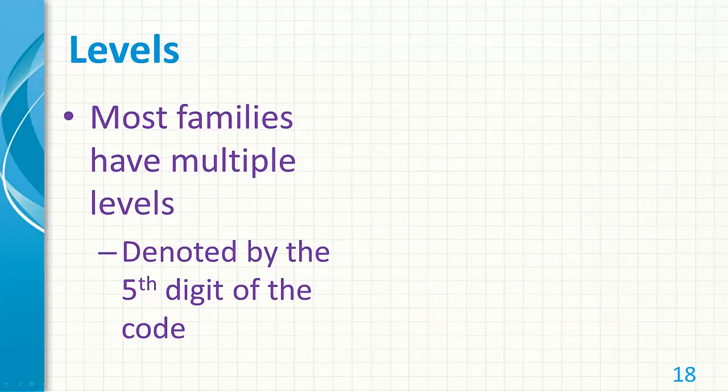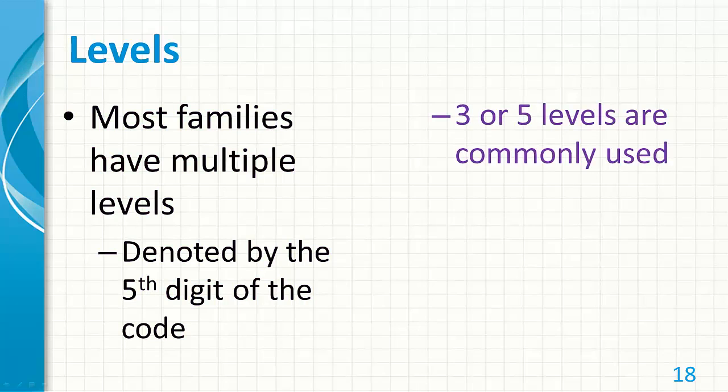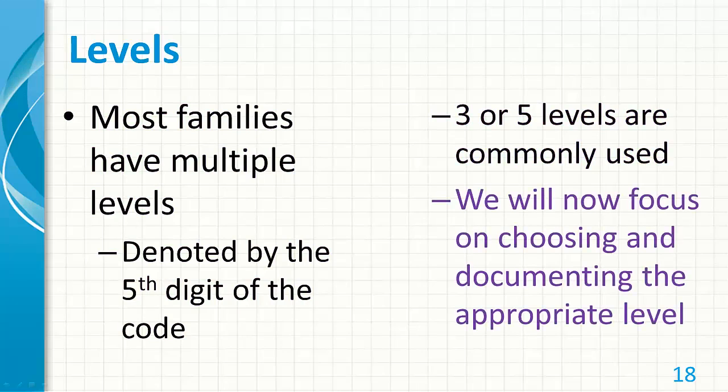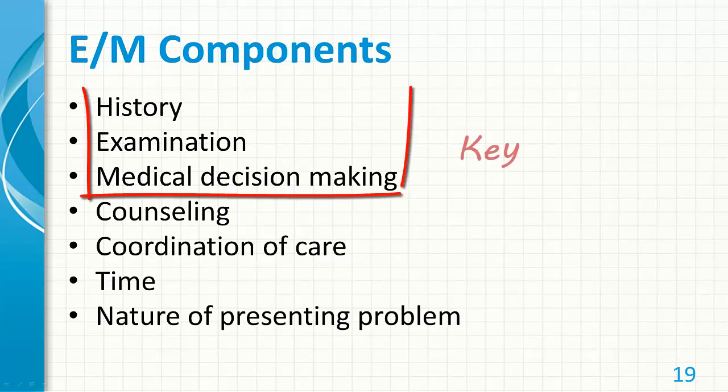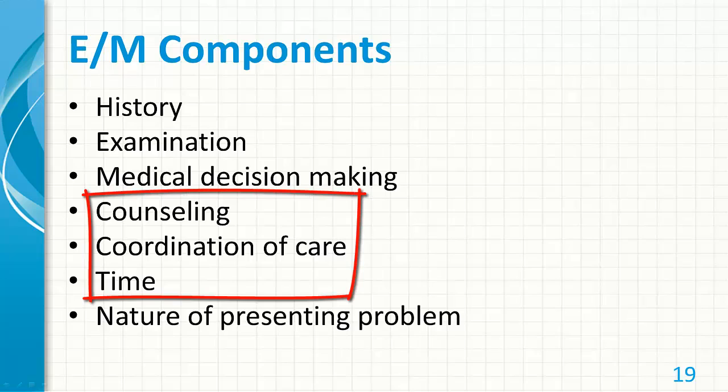Most code families have multiple levels specified by the fifth digit of the code, which commonly defines 3 or 5 levels depending on the family. Most of the rest of this talk focuses on how to choose and document the appropriate level. The level of the E&M code is determined by 7 components. The first 3, history, examination, and medical decision-making, are called key components, as these components typically determine the level of the code. There is an exception when counseling and coordination of care are greater than 50% of the time of the visit. If so, the level of the code is determined by time.